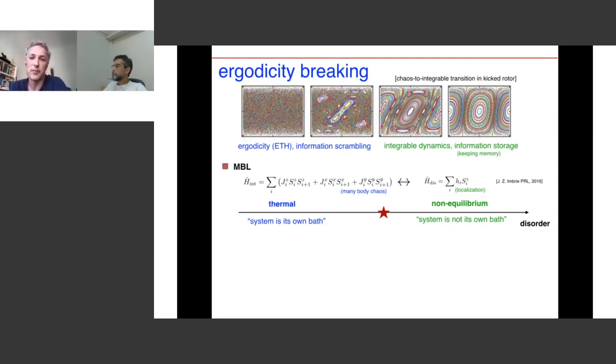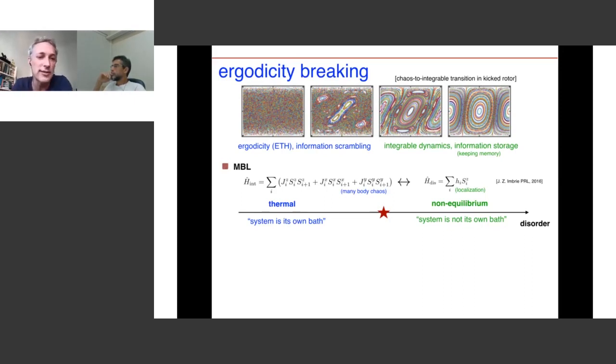there is that quantum state can keep the memory, so this allows you to store information, and often this is related then, so the transition into a non-ergodic phase or regime is related to the appearance of conservation laws in integrable dynamics.